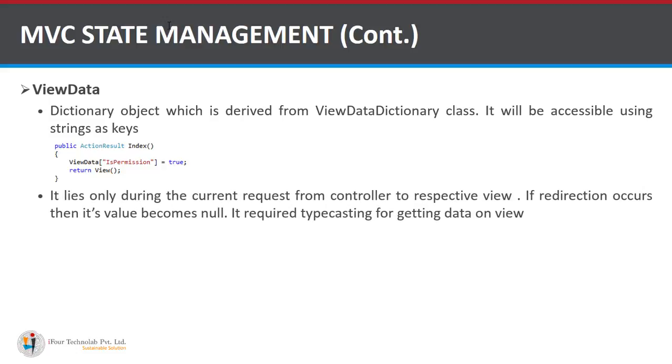It lives only during the current request from the controller to the respective view. If redirection occurs, then its value becomes null. It requires typecasting for getting data on a view. Typecasting is necessary for ViewData. For example, for a bool variable like isPermission, you have to do typecasting to use it.